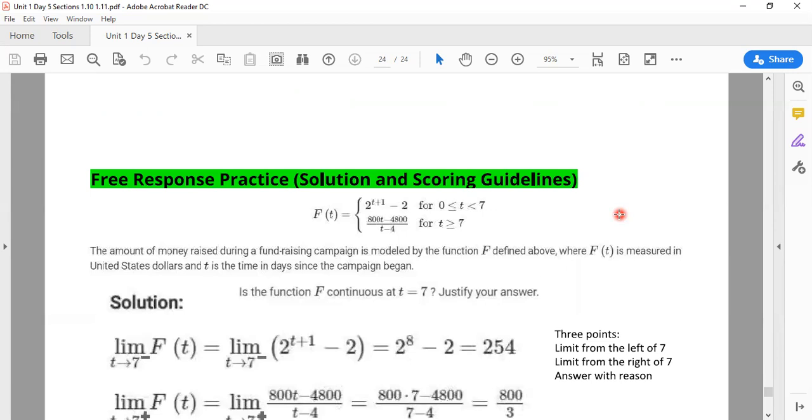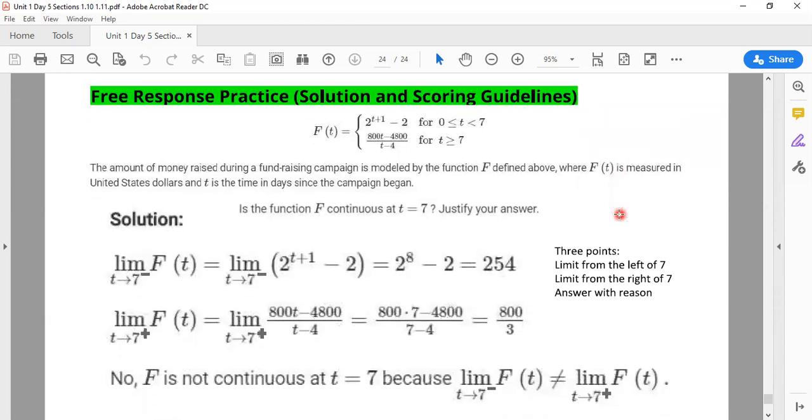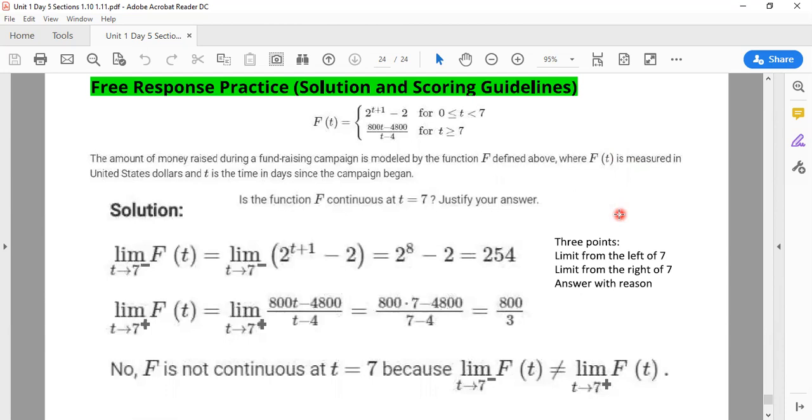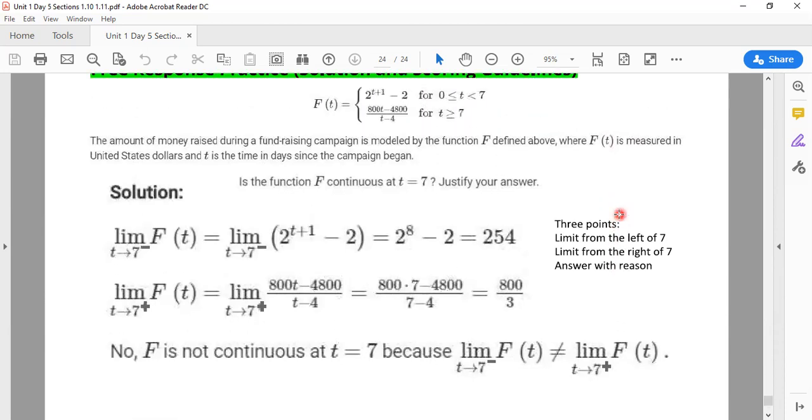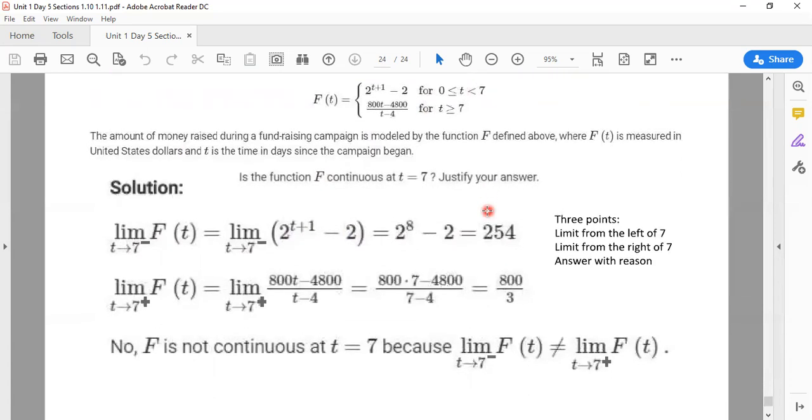All right. So this is, I think, my last slide here. This is the solution. What you should be doing is realizing you do need to access from the left of 7, and it accesses that top piece, and you plug it in, and you get 254. Now, there's no calculator allowed here, so you're going to have to do this without a calculator.